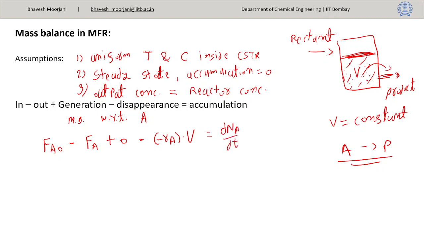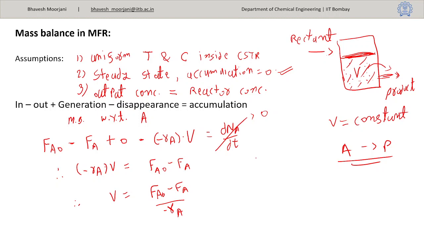Okay, now what is happening here? You can see generation is 0. Now we assume that we have a steady state condition. So for steady state condition, dNA by dt will go to 0, since there is no accumulation; A does not accumulate in the reactor, so this will be 0. Thus minus RA into V, see, this negative sign is just a convention which shows that A is getting consumed, will be FA0 minus FA. Therefore V is equal to FA0 minus FA divided by minus RA.